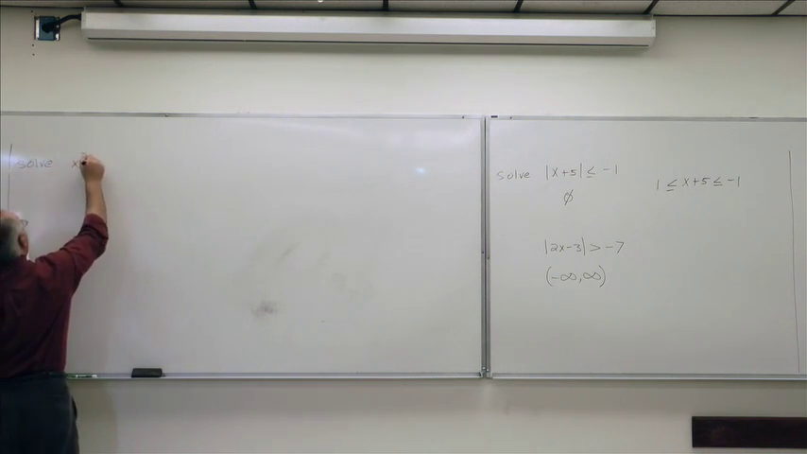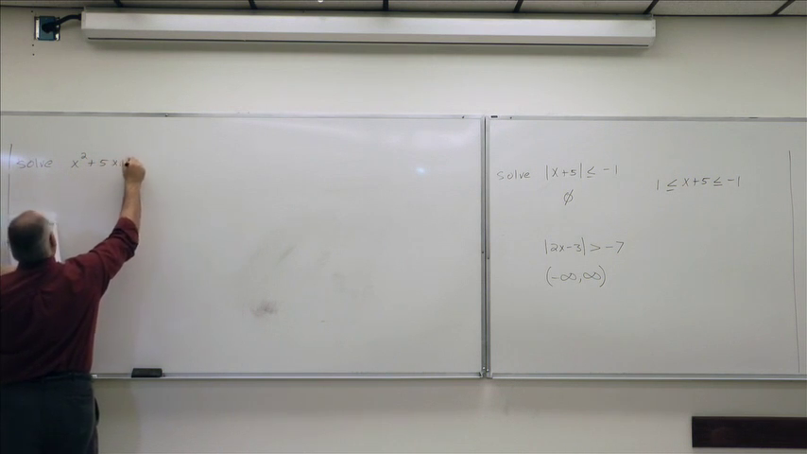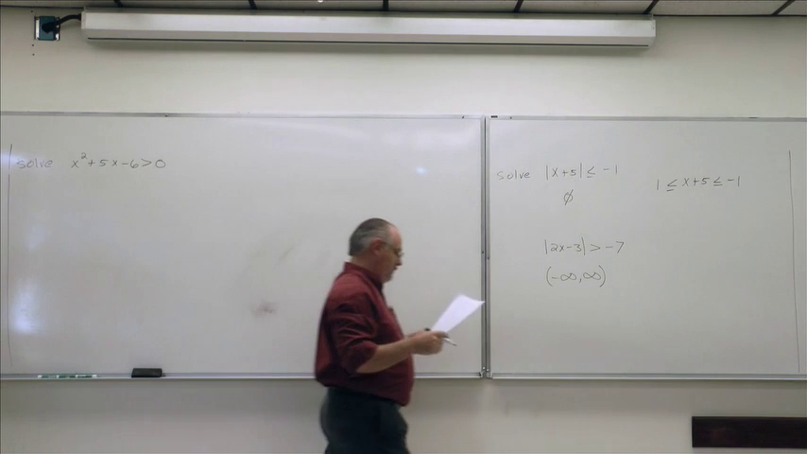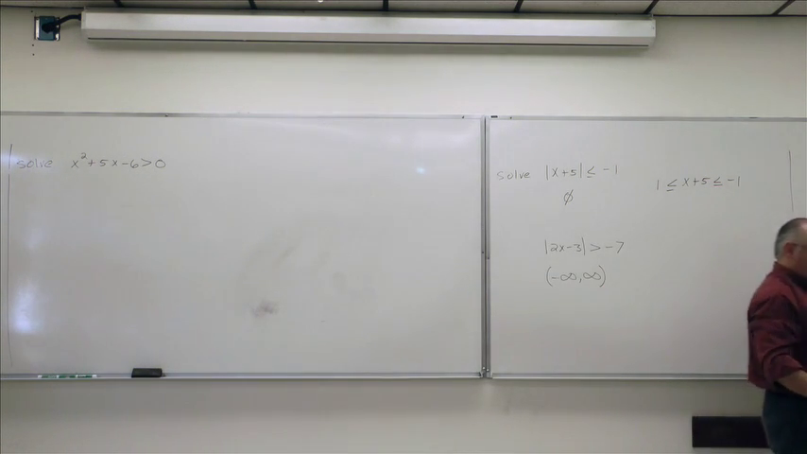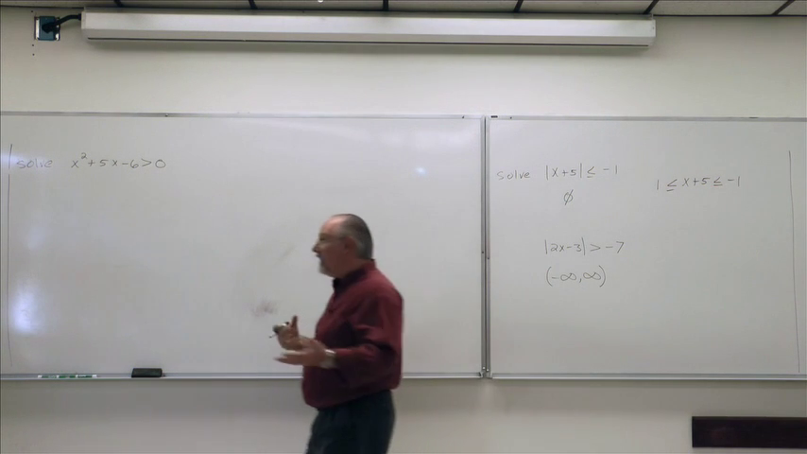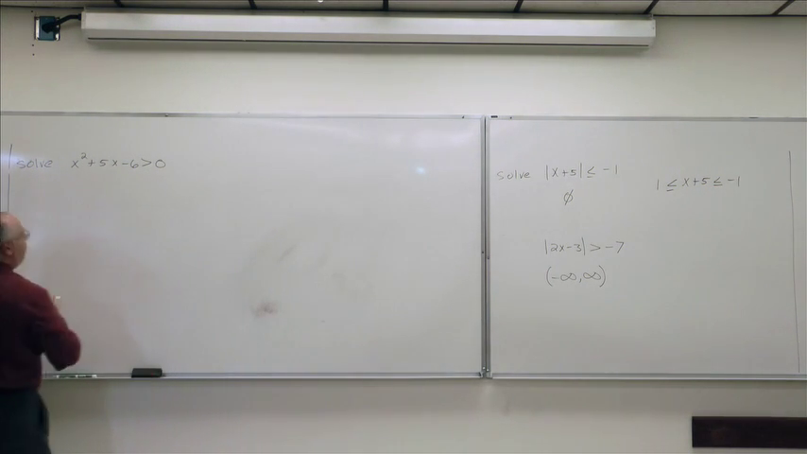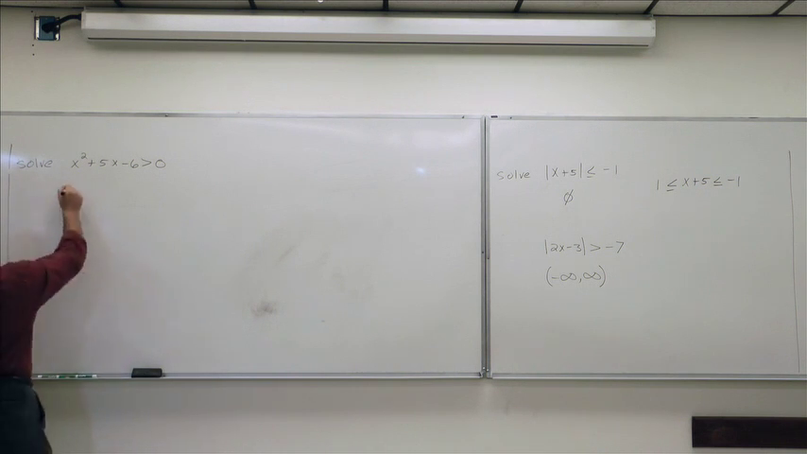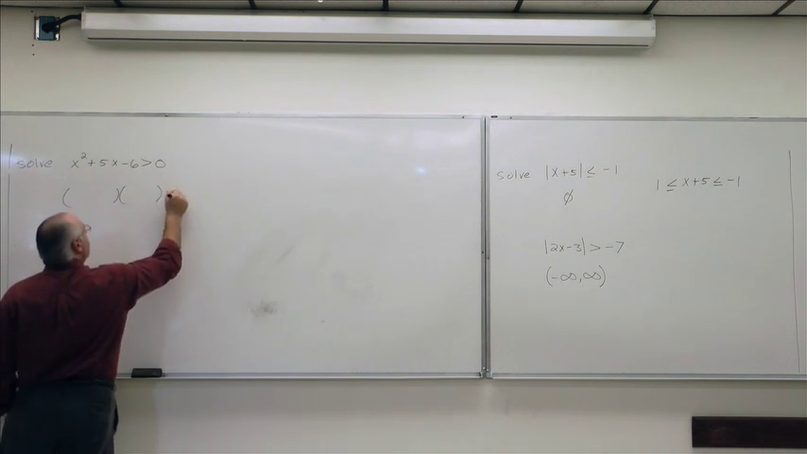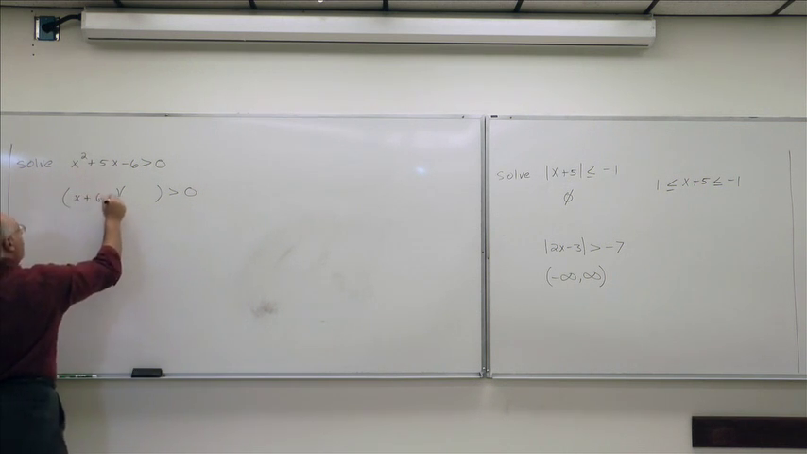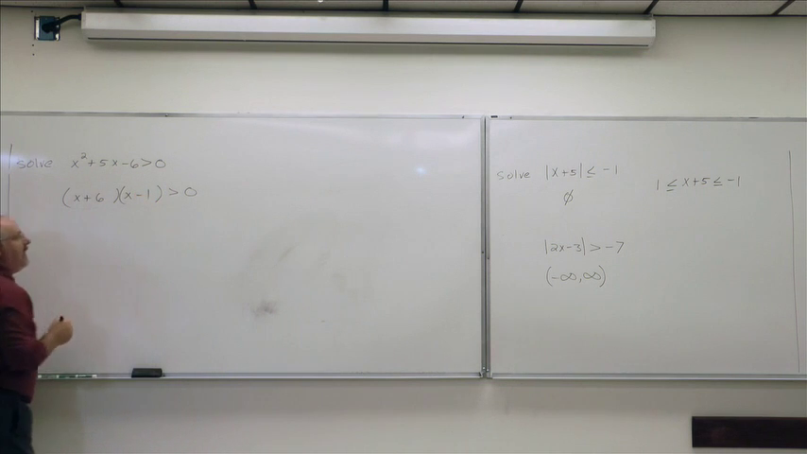Solve x squared plus 5x minus 6 is greater than 0. Now there are a few different ways to do this depending on how you've been taught. The most important thing here is you have to factor that no matter what. So we need two numbers that multiply to -6 and add to 5. It's going to be +6 and -1.